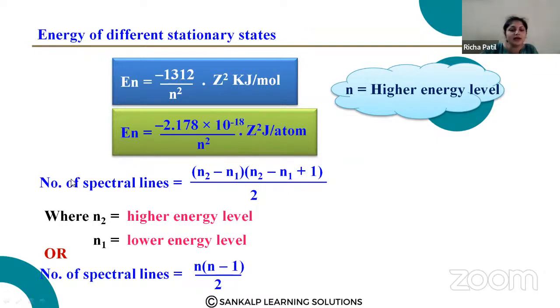How to calculate the number of spectral lines? The number of spectral lines can be calculated by (N2 minus N1) into (N2 minus N1 plus 1) divided by 2, where N2 is the higher energy level and N1 is the lower energy level. Or you can calculate the spectral lines as n into (n minus 1) divided by 2. Based on these formulas, we are going to solve some problems.